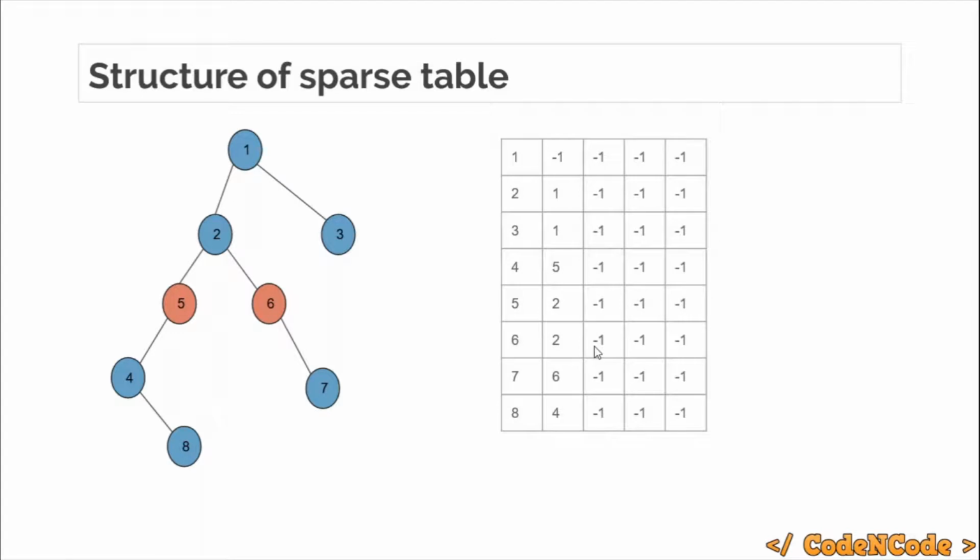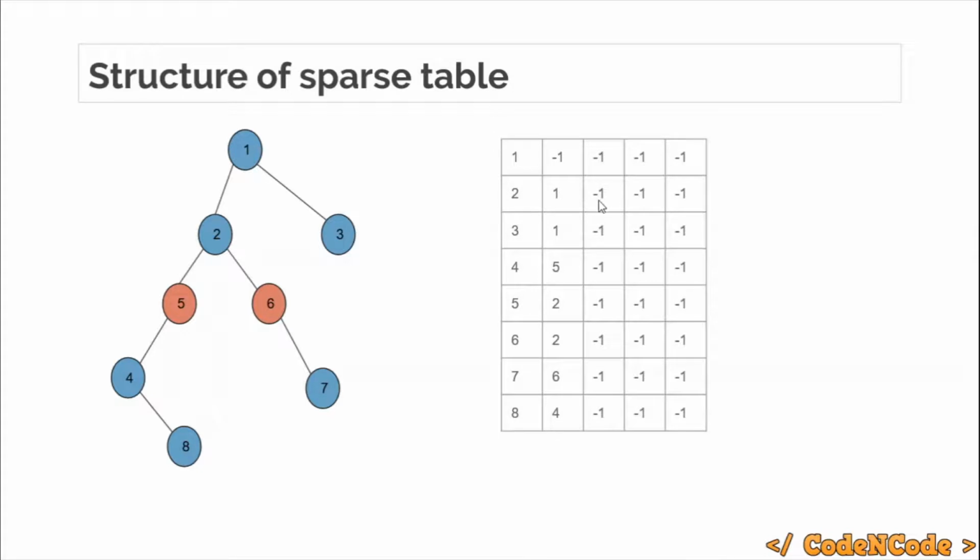I'll tell you how. Suppose for node 5 we have to find its 2 raised to power 1th parent, which means the parent at distance 2 raised to power 1, which is 2. So for node 5, the 2 raised to power 1th parent is 1, right? So how can we calculate it?